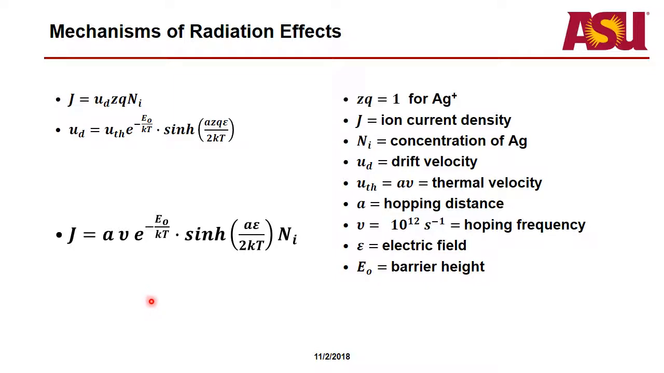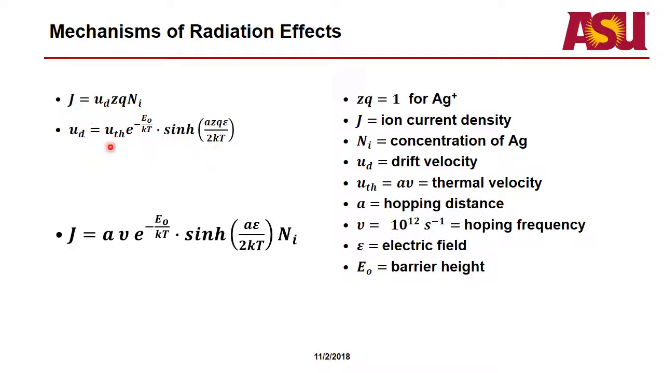So here is a Mott-Gurney equation, which models ions moving through a material, so essentially ion hopping, ion conductivity. So here are my variables here on the right. So you have J, which is the ion current density, and so it's made up of the drift velocity times the charge state of the ion times the concentration of the silver. And so the drift velocity is this function here.